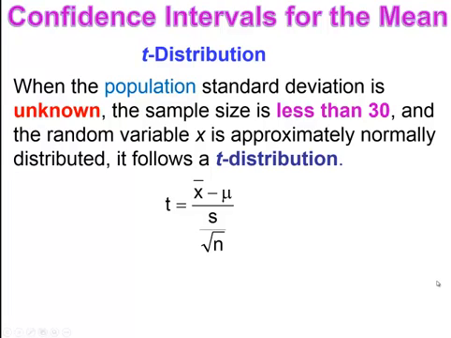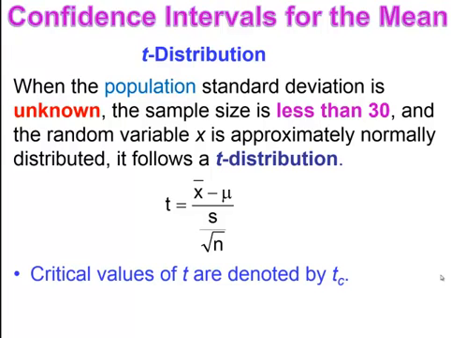Confidence intervals for the mean and the t-distribution. When the population standard deviation is unknown, the sample size is less than 30, and the random variable x is approximately normally distributed, it follows a t-distribution. So this is the formula to find your critical value t. And we'll be using the calculators or our distribution table to find our critical value.